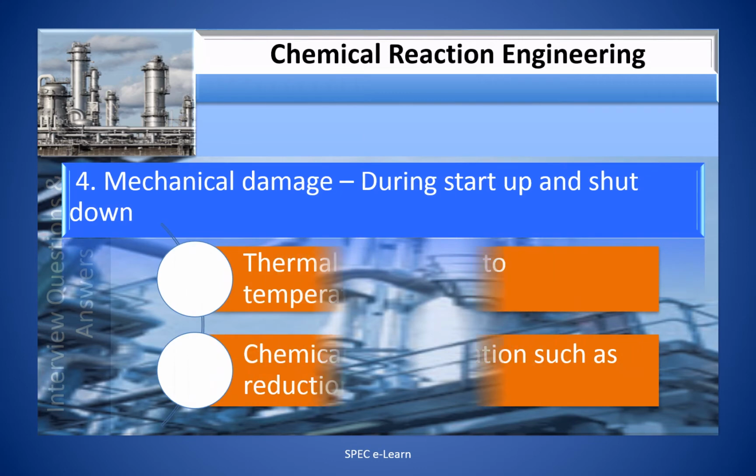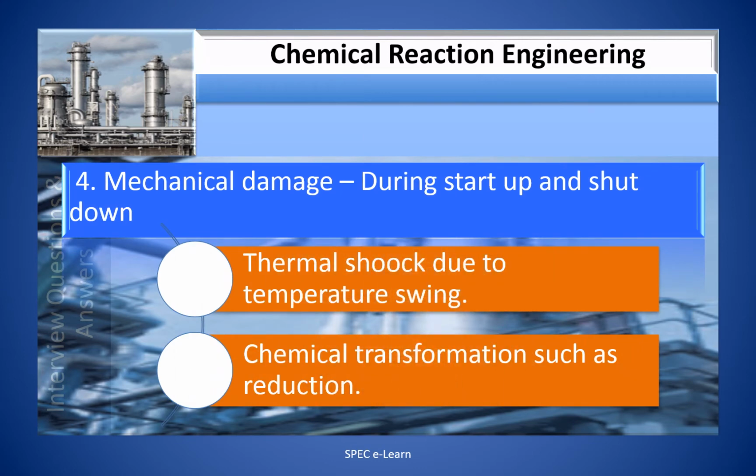Mechanical damage can also occur during startup and shutdown of the plant. The damage occurs by thermal shock due to temperature swing. It can also be due to chemical transformation such as reduction.